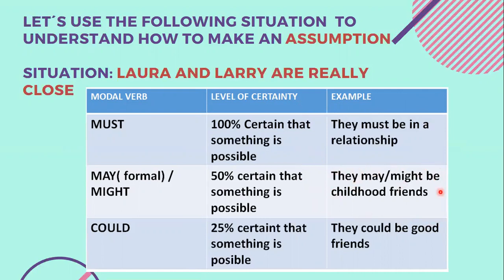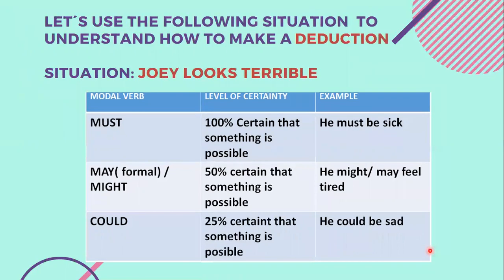So you can say they may be childhood friends or they might be childhood friends. And finally, could. They could be good friends. So over here, we're talking about a little less possible event, that they just are good friends and that's it. There's nothing else that we need to think of.